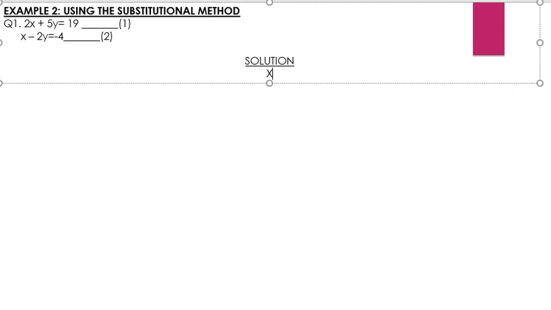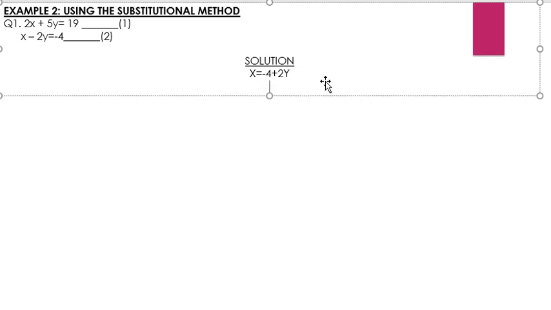So we have x giving us minus 4. Remember, when negative 2y crosses over the equal to sign, it becomes positive, so positive 2y. This is the value we have for x. Now, I made mention in the first example that when you have something like this, you do not substitute it back into equation 2. That will give you an error. Rather, you put it in equation 1.